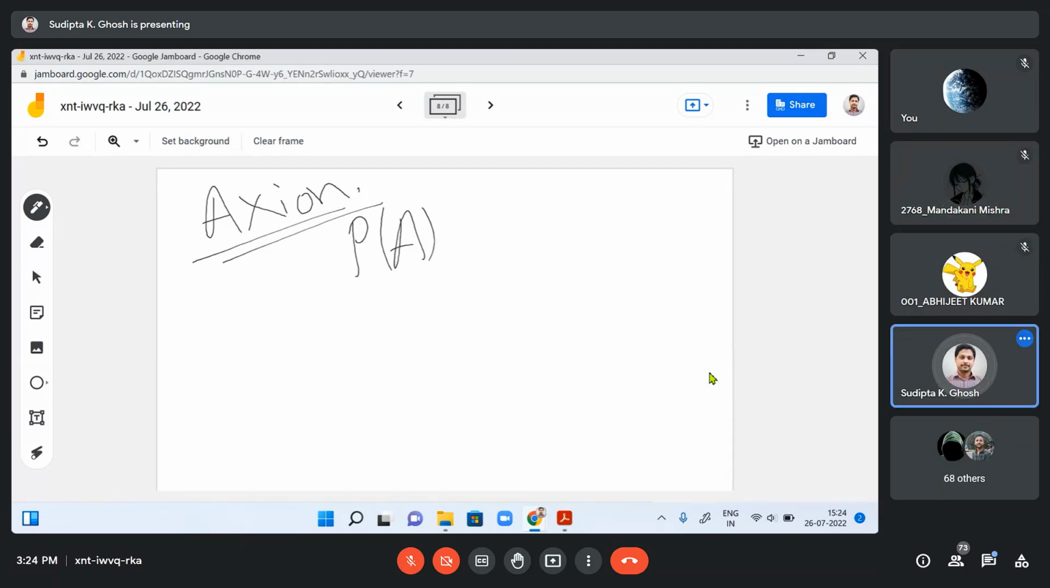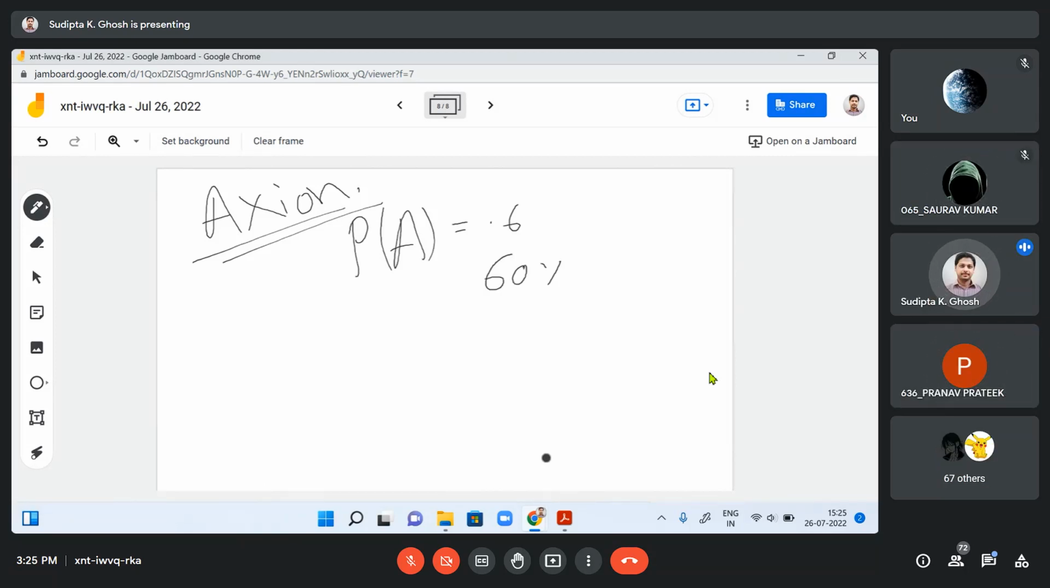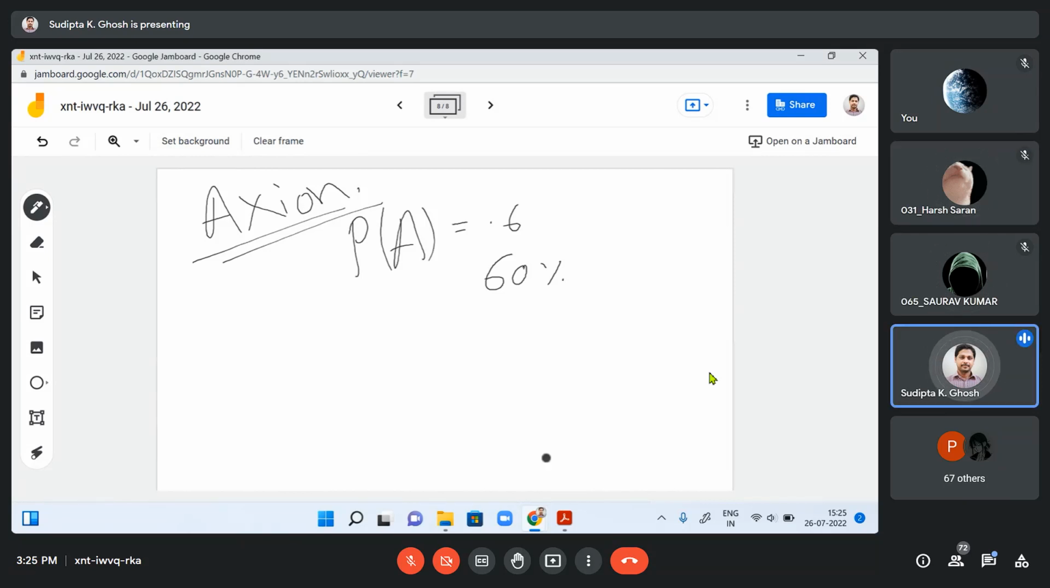Probability of A. So if I am writing probability of A is equal to 0.6, what is the meaning? That means I can say the chance of A is 60%. Therefore, I can say there is a 60% chance that the event A will happen. Am I correct? That is the meaning of P of A is equal to 0.6.